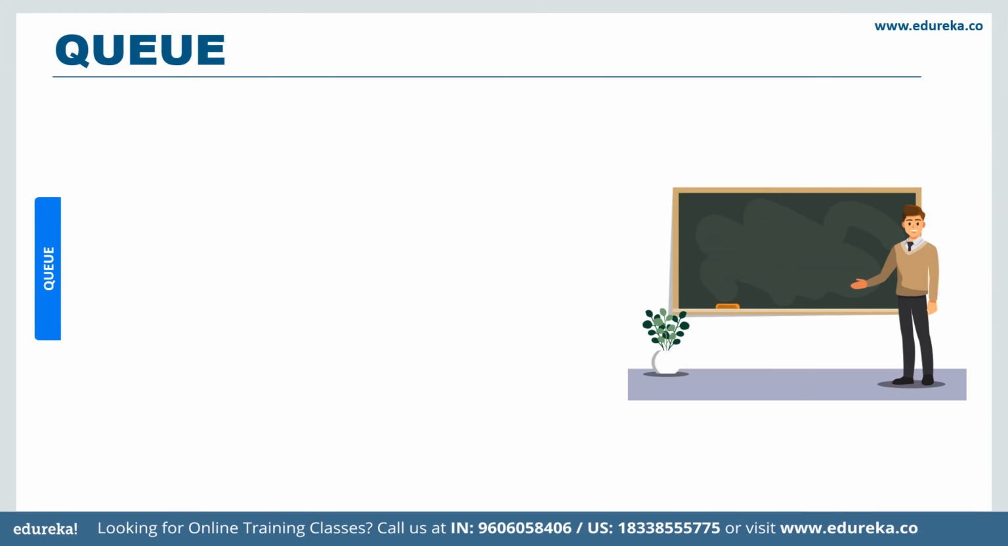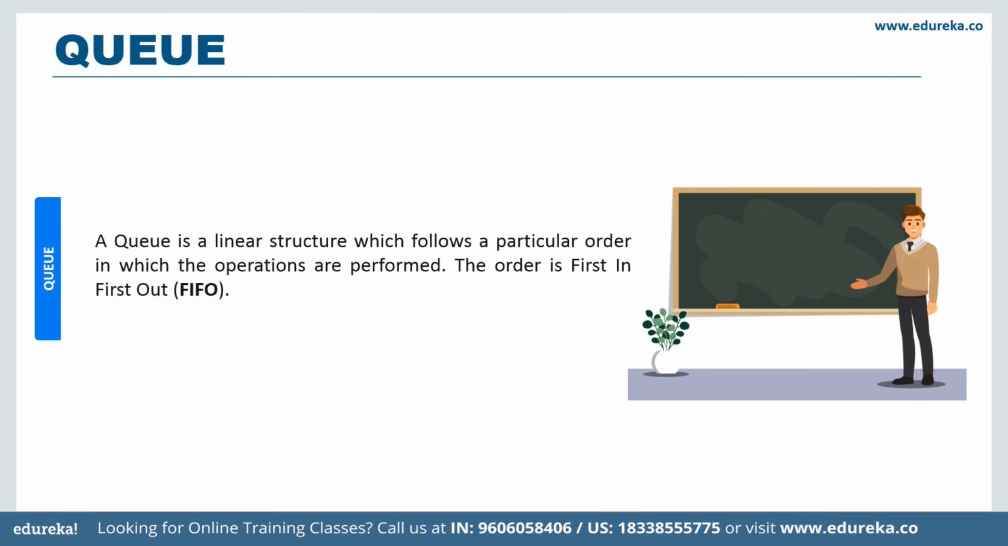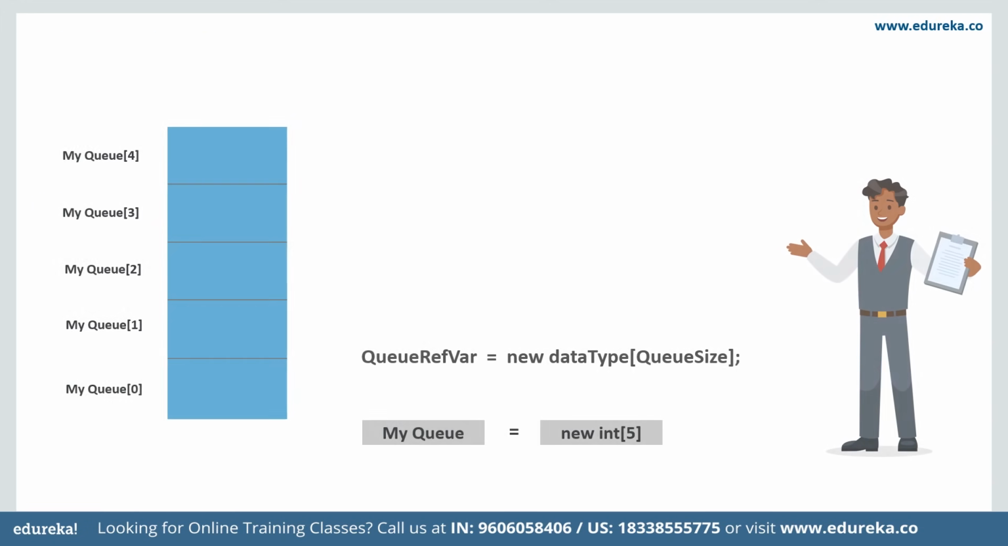Now let us move on to the next concept in our tutorial, which is none other than queues. So what is a queue? A queue is a linear data structure which follows a particular order in which the operations are performed. The order is first in, first out. Remember, we had the order first in, last out in stack, and in queue we have first in, first out. Let us understand the terminology of how queues work.